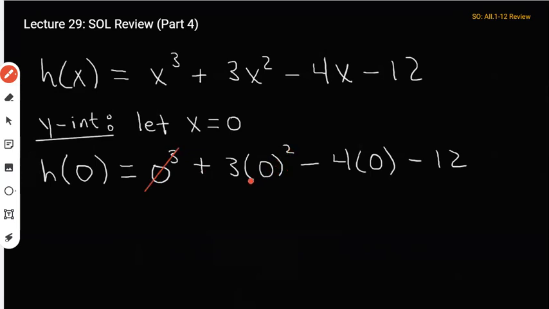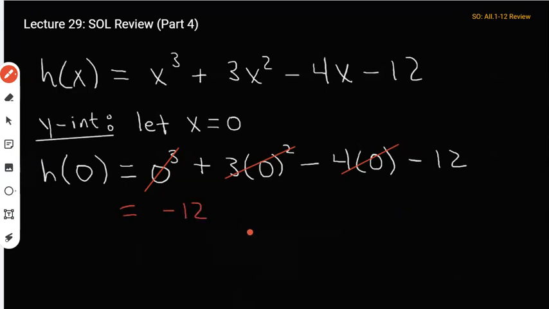0 squared is going to be 0. And if you multiply that by 3, you're also going to get 0. So I can cross that out. 4 times 0 is 0. So I don't have to worry about that one. So then my answer is going to be negative 12.